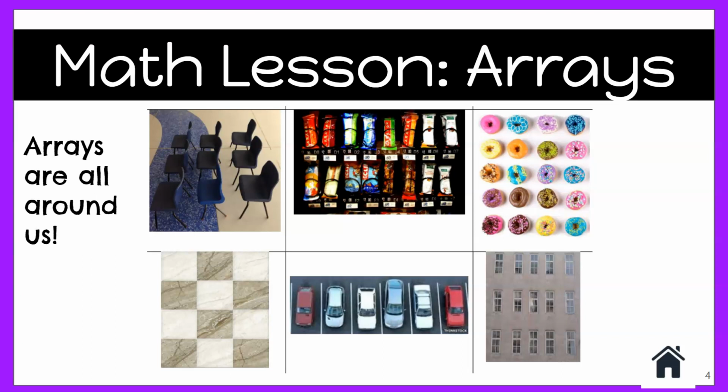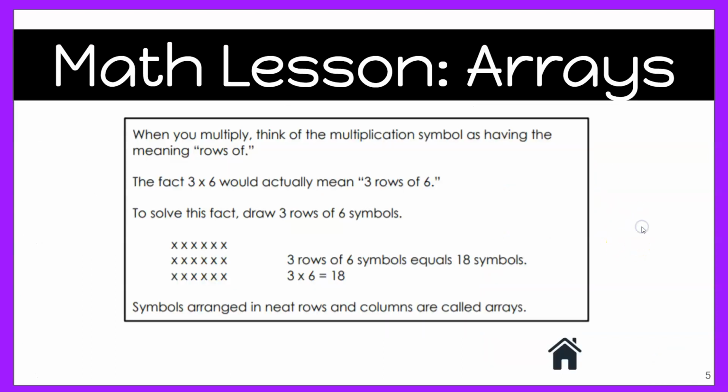And the last one is some apartment building windows. Notice I have 3 rows and I have 5 columns going up and down. So next time you're outside and looking around, try to find some arrays, maybe in your house as well. So when you multiply, think of the multiplication symbol as having the meaning of rows.